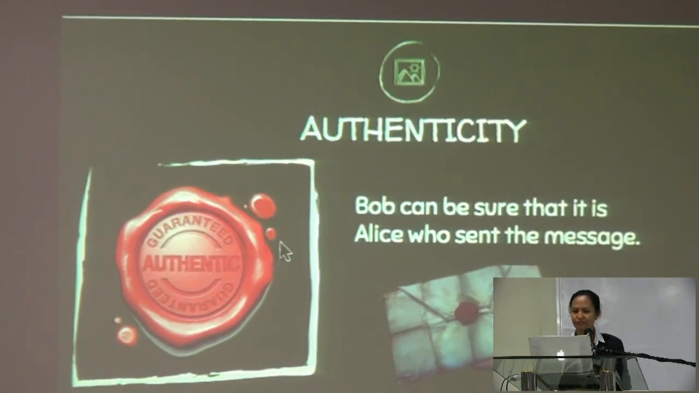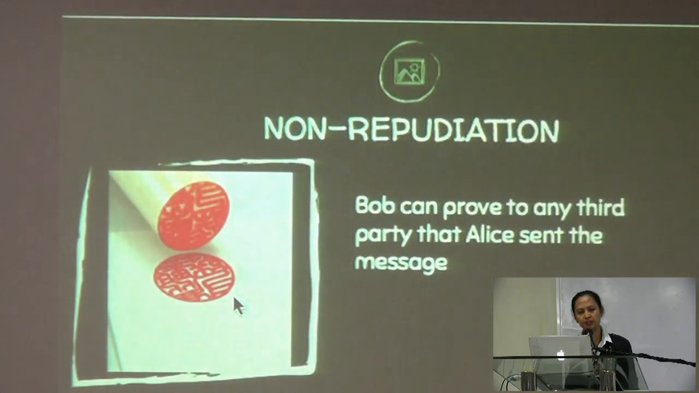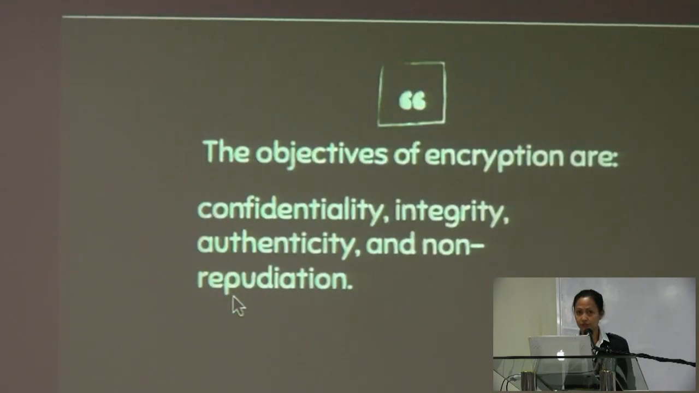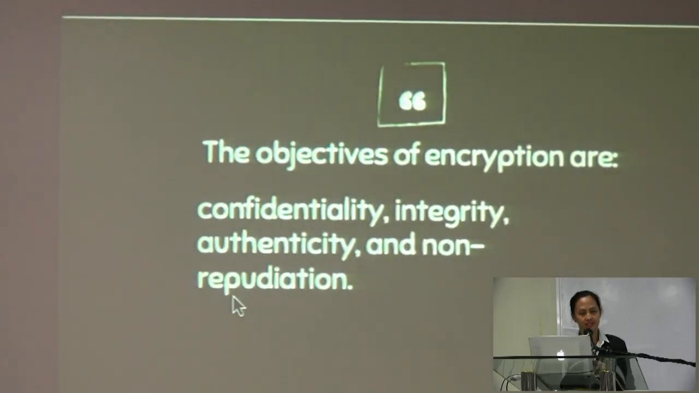So I thought of looking at this picture, which is actually, at that time, the seal. I'm thinking maybe this would help them realize this is about authenticity. Non-repudiation means Bob can prove to any third party that Alice is really the one who sent the messages. So the objectives of encryption are confidentiality, integrity, authenticity, and non-repudiation.